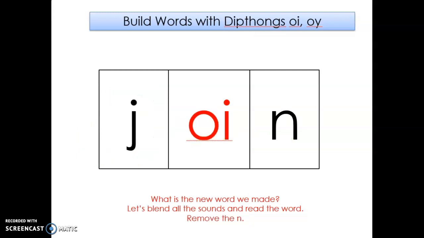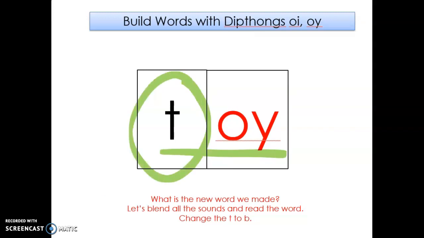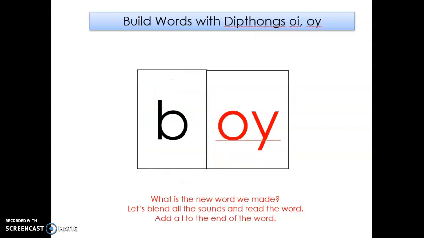Say, the word is join. What's the word? Get rid of the N. Think. Say, the word is joy. What's the word? Change J to T. Think. Say, the word is toy. Change T to B. Think. Say, the word is boy. What's the word?